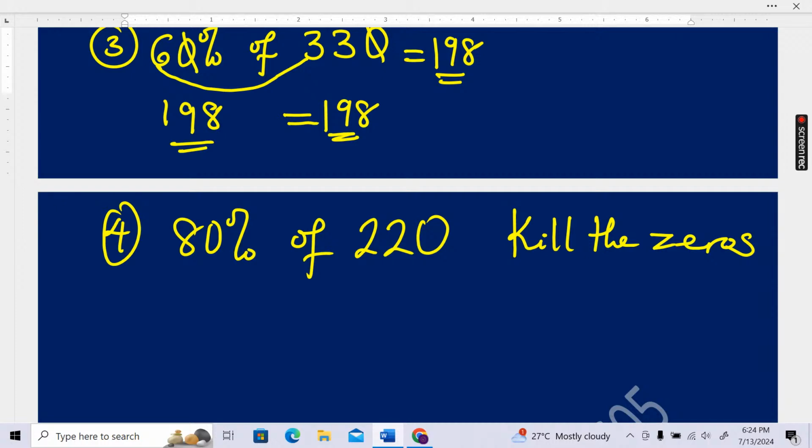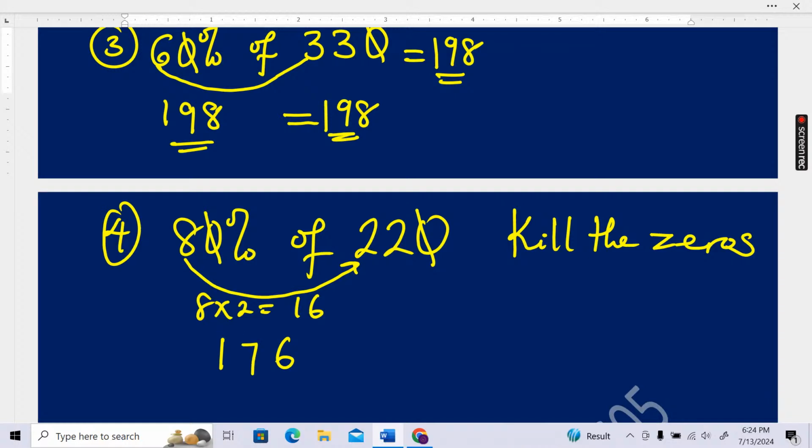So let's kill the zeros, taking out the zeros, then multiply 8 by 2 because the two digits of 22 are the same. So we only need to pick just the single 2. So 8 times 2 is 16. Write 1, write 6 with a space in between. Add the two digits together. 1 plus 6, that's 7. So the answer is equal to 176. So 80% of 220 is equal to 176.